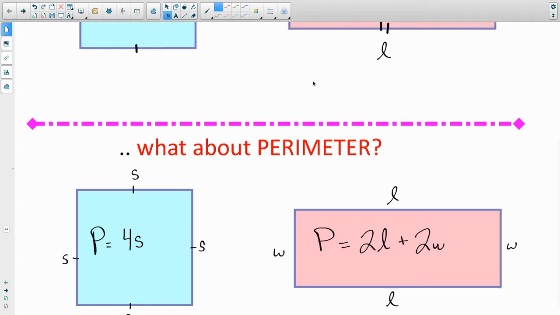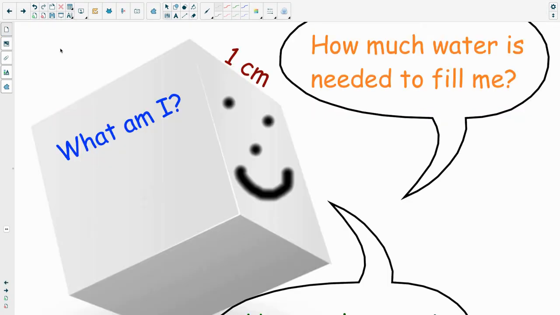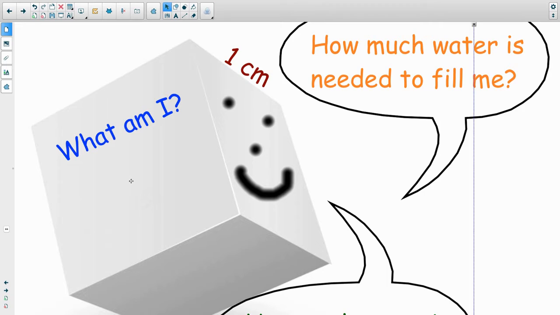But this is all old school, and we are ready to get into three-dimensional geometry. Which brings us to this figure. What am I? Anyone know what that's called? I think I have it here somewhere. Oh, yes, it's a cube. Yes, it's a cube with a smiley face. Hello, Mr. Cube.